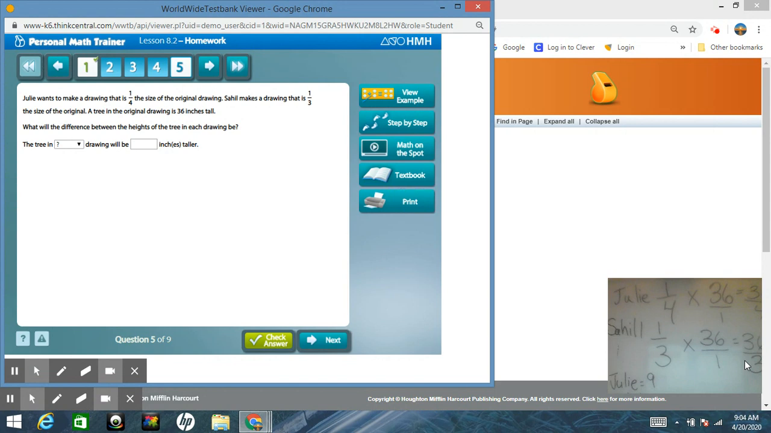But remember, it's asking me for the difference. Difference is a clue word for subtract. So I'm going to take 12 minus 9, and I get the difference of 3. But first I have to see whose drawing is bigger. Well, 12 is the bigger number. So who has 12? Sahil. And how many inches taller is it going to be? 3 inches taller.